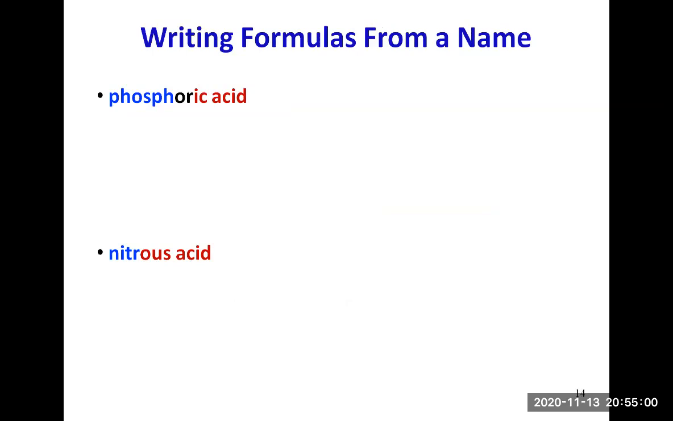So let's go through some examples of writing the formulas from a name. So here we have a name, phosphoric acid and nitrous acid. So phosphoric acid, the fact that there is no prefix hydro tells you it's an oxyacid. The ending "ic" tells you it's made from a polyatomic ion that ends in "ate". So you take the root phosphor and you change the ending "ic" to "ate", and that's the phosphate.